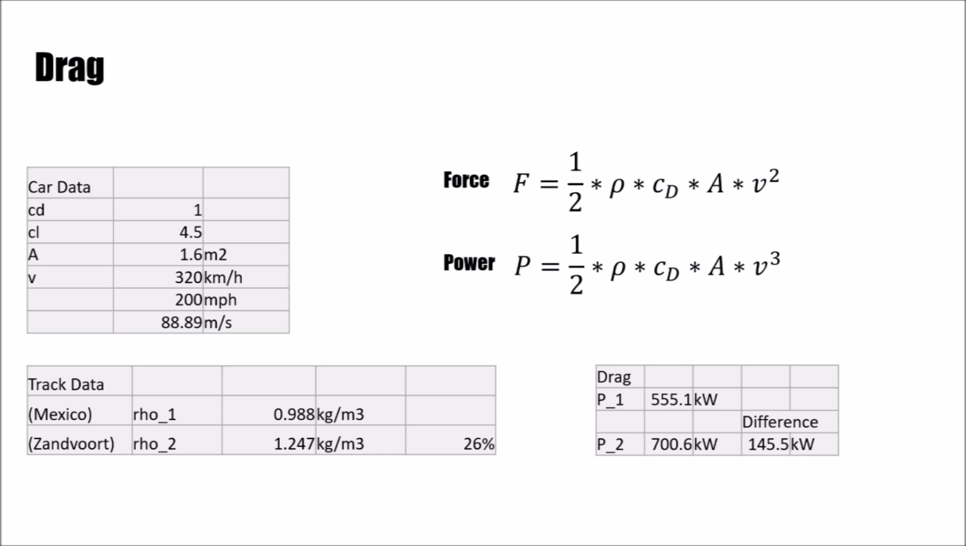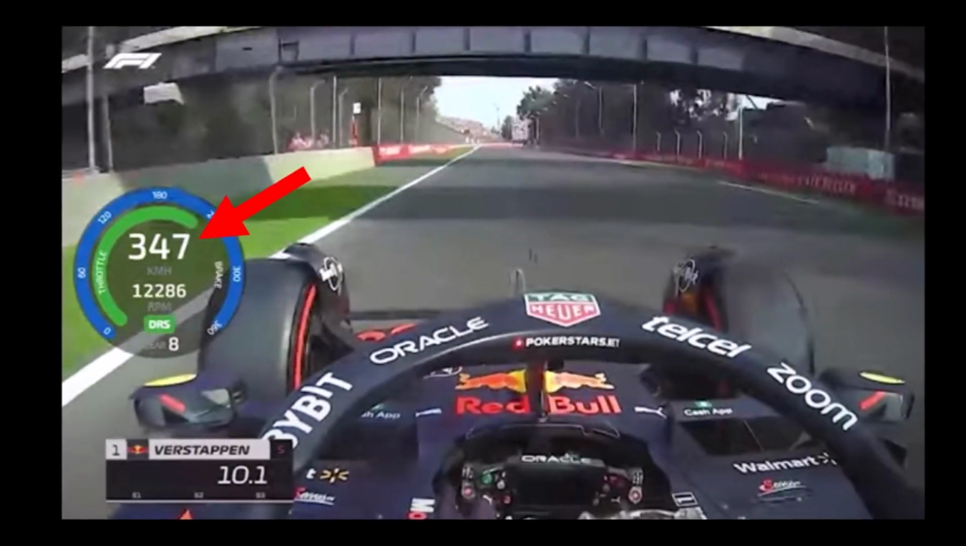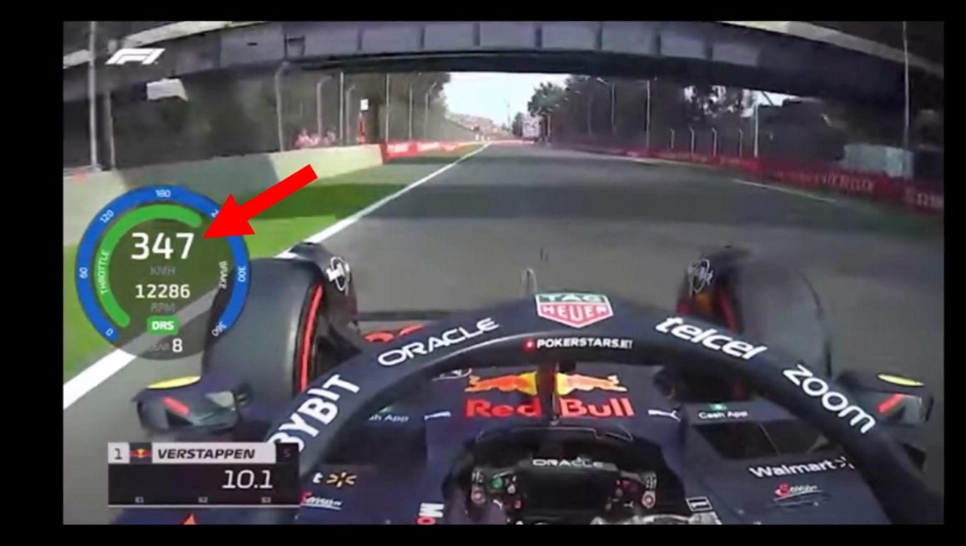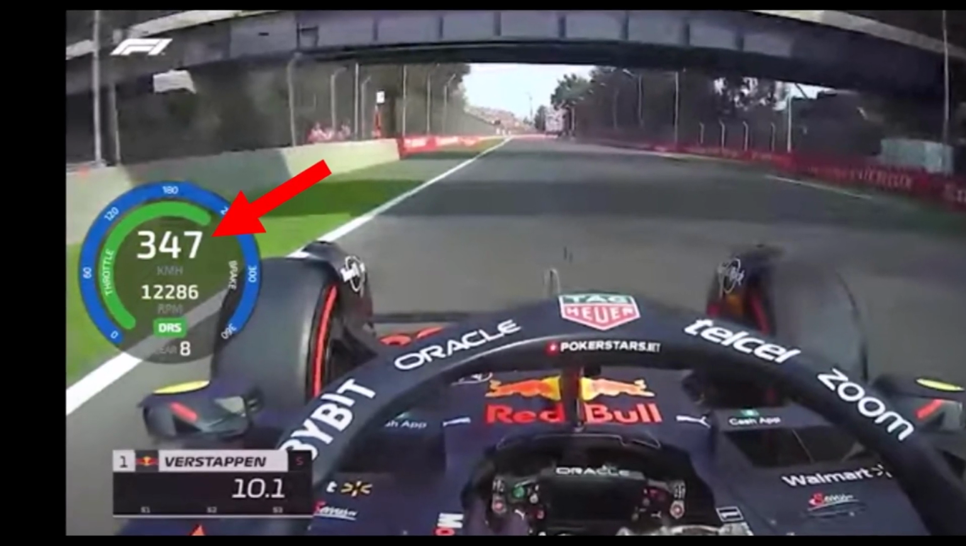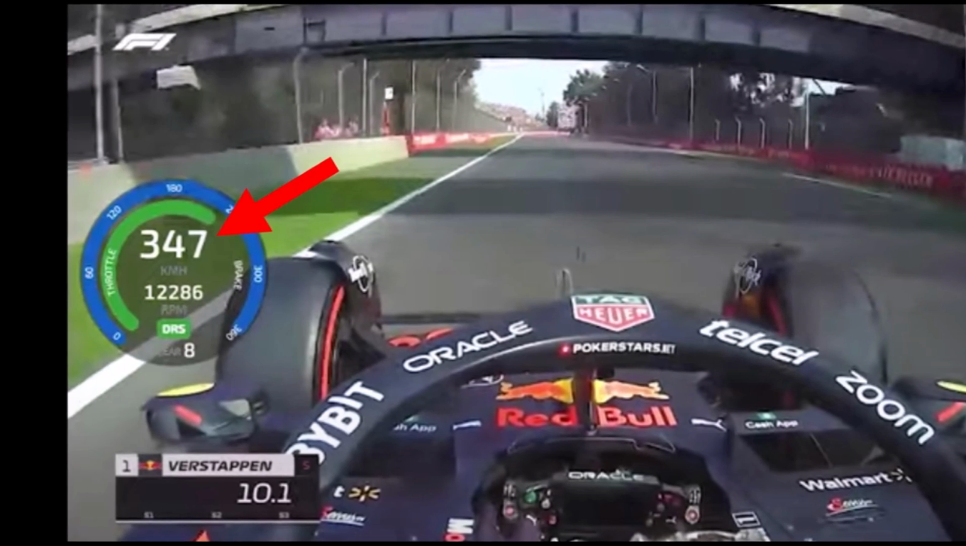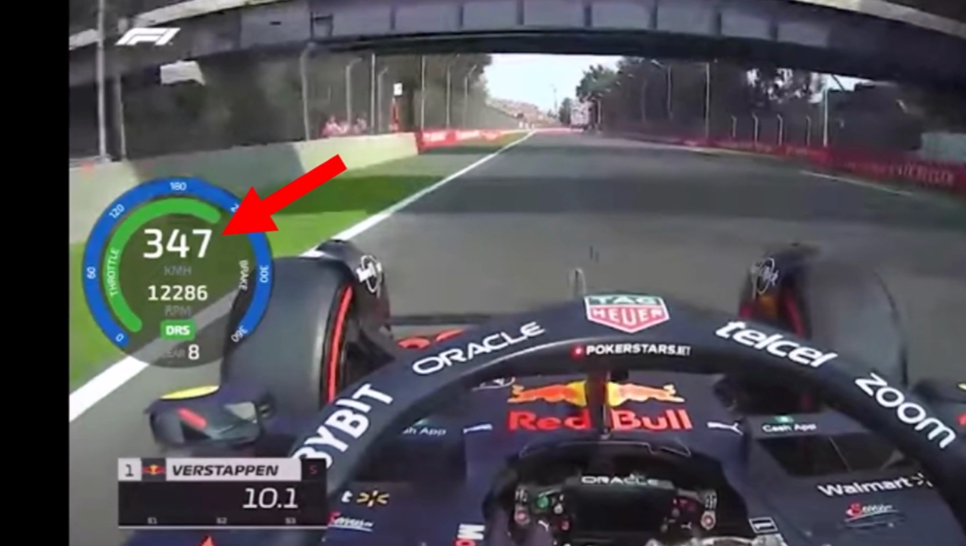But in Mexico, the same car, at the same speed, only needs 555 kW and has another 145 kW left to accelerate. To use 700 kW in Mexico, we would have to drive almost 350 km per hour, which is the top speed we can see in Mexico. So although teams use their high downforce package, some even their Monaco dirty downforce spec, they reach Monza-like top speeds.